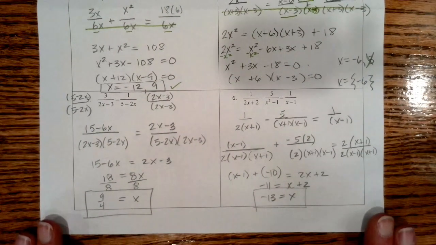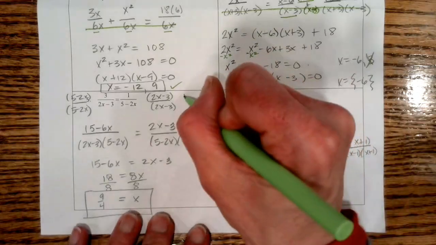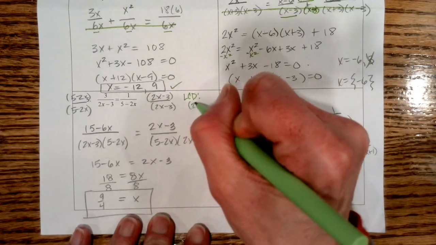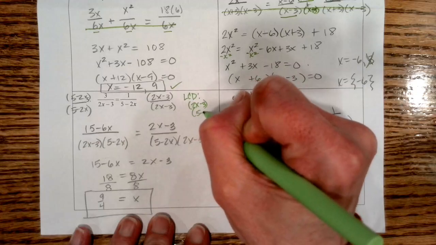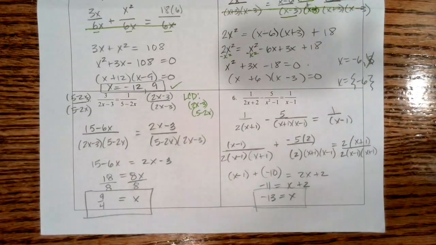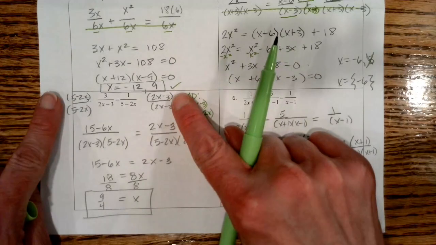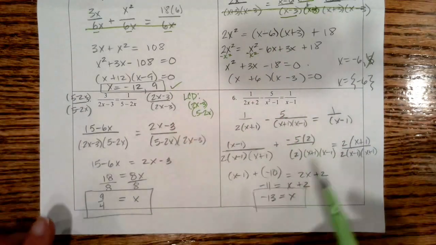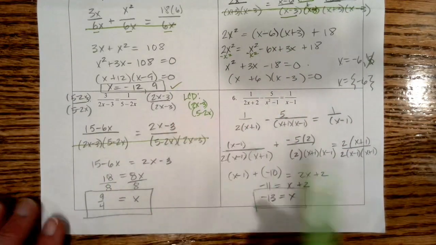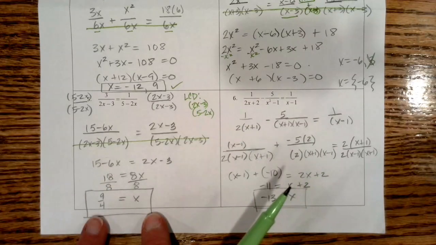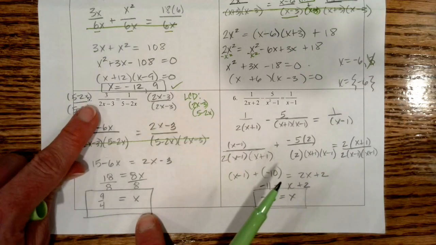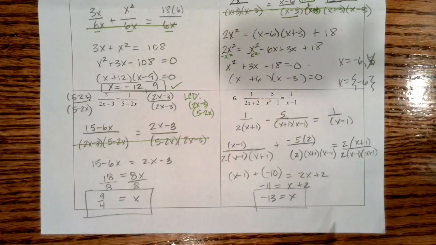For number 5, my least common denominator had to include a 2x minus 3 and a 5 minus 2x. I multiplied each fraction by what they needed. And then I was able to cross off that denominator and solve for my numerators. When I put this value back into my fraction, I was left with 18/4, 9/2. So that was fine in both of my denominators.